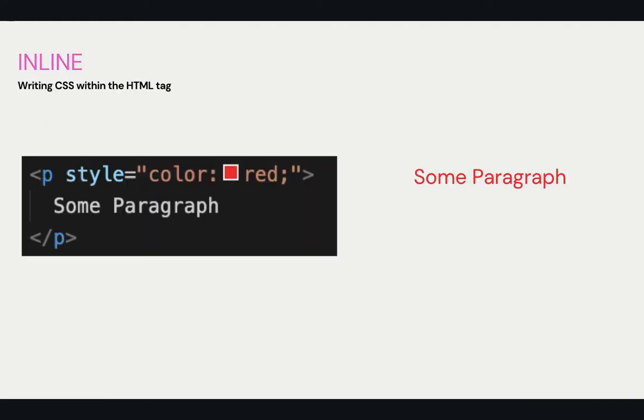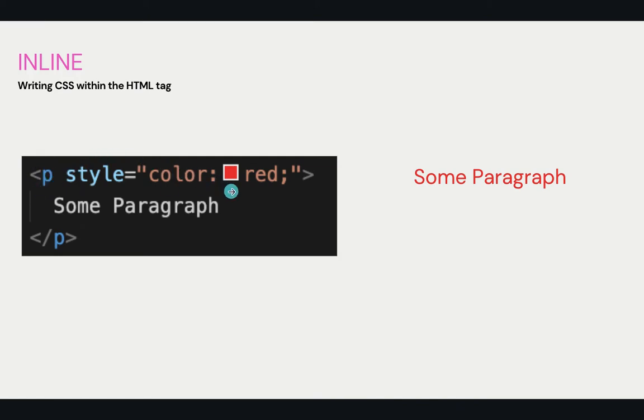Now, inline CSS. As I told you, CSS which has to be written within a tag is called inline CSS. The syntax is very simple. Let's say we have a paragraph and we want our output in red color. In the paragraph tag, you write style equals color. This color is the name of your property, then a colon, and red is the value of that property, ending with a semicolon. So basically, you are applying a color property to the paragraph within a tag.